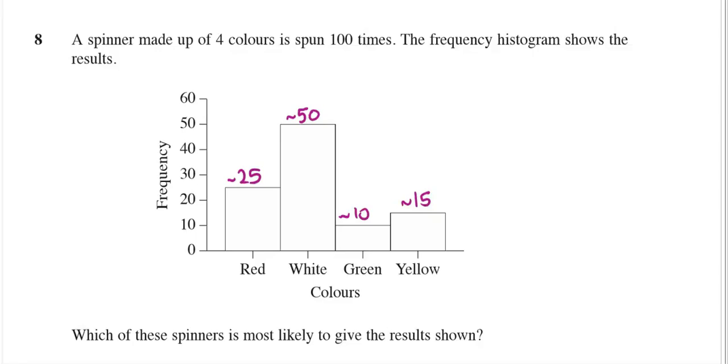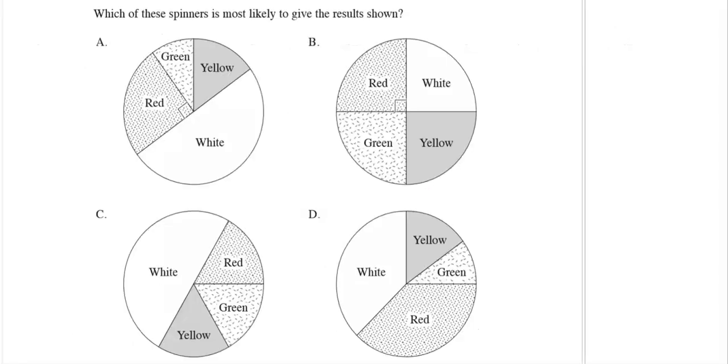So I'm looking for a spinner which is about 50% white, and then the next level is red, and then a bit less yellow and a bit less green. So let's look at the options. I need that spinner to be half white. That enables me to eliminate B and D. And now I'm comparing A and C. The problem with C is it has red, green and yellow equally weighted, and we know that's not true. So the answer is A.